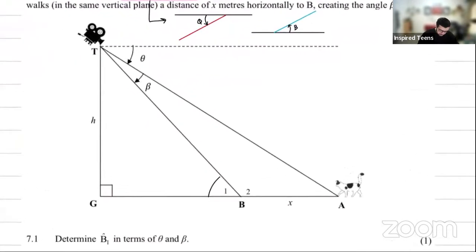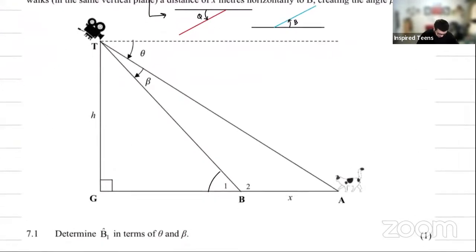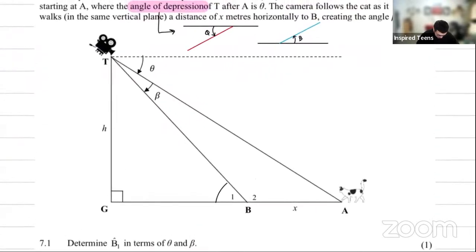So far we have this little shenanigan going on here. Let's look at question 7.1. Determine B1 in terms of theta and beta. Now, with these types of questions, you need to be ready for anything, which is maybe a bit unfortunate, but it is what it is. Of course, they're going to test you on sine rule, cos rule, and perhaps area rule. You're going to be tested on those.